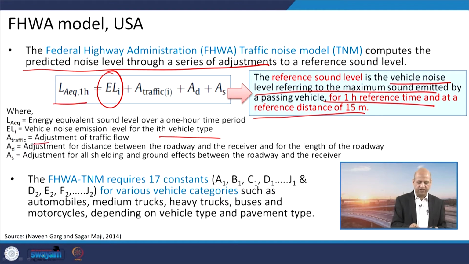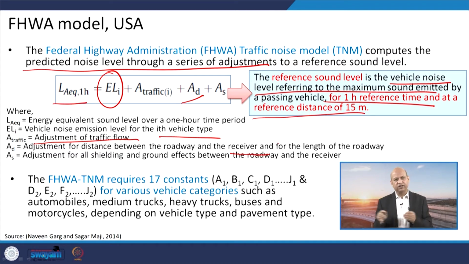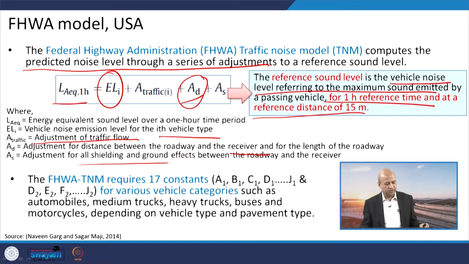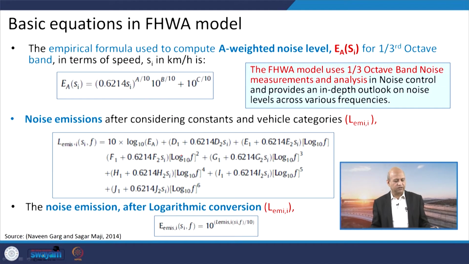Okay. Then there is an adjustment of the traffic flow, because flow also changes from time to time, so some adjustment we have to do. So, some factors are there basically. Similarly, we have to see the distance related adjustment factor, because of the distance between the roadway and the receiver, and the length of the roadway, which is reflected in this particular correction or adjustment factor. Similarly, AS is the adjustment for all ceiling and ground effects between the roadway and the receiver. Whatever kind of barriers are there, natural or man-made, those adjustment related values we have to include. Those values will ultimately give the 1 hour equivalent sound level.